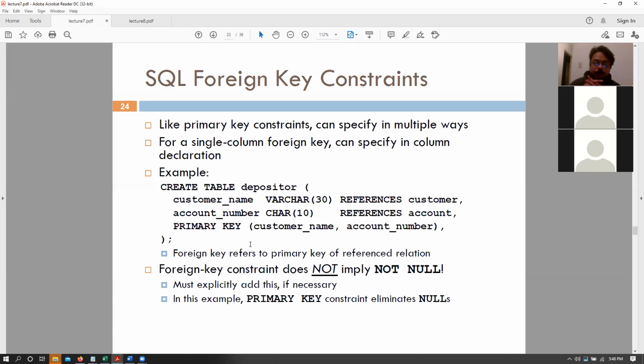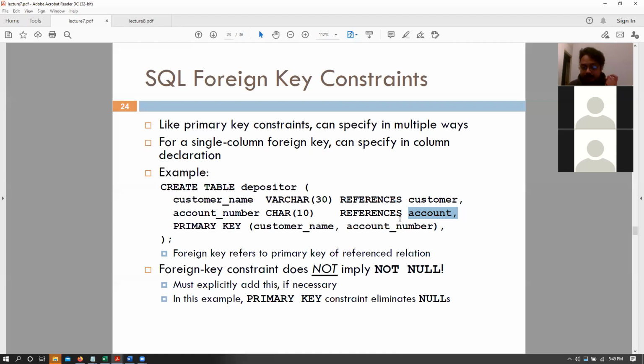Foreign keys. Essentially, like primary keys, foreign keys are also constraints that we can impose, but they are basically inter-table constraints. So for example, if we had this particular statement, create table depositor, customer name varchar 30, references customer. So customer is a table, and we are saying that customer name references this particular table, that is customer. Account number, blah, blah, blah, references account. So account is a table and account number references this particular table.